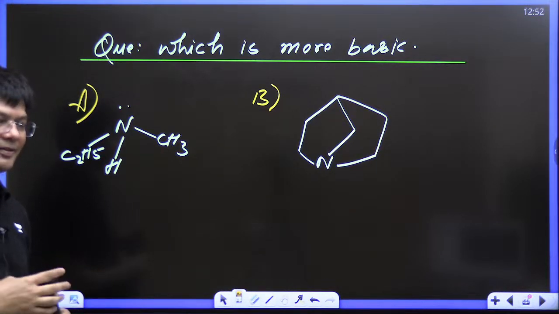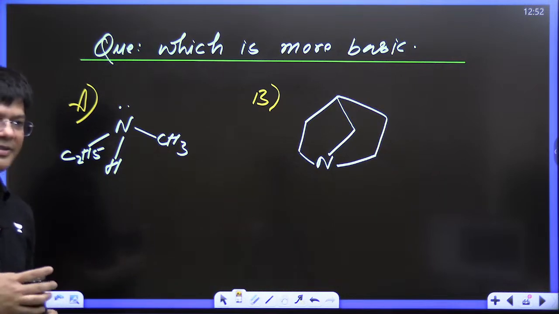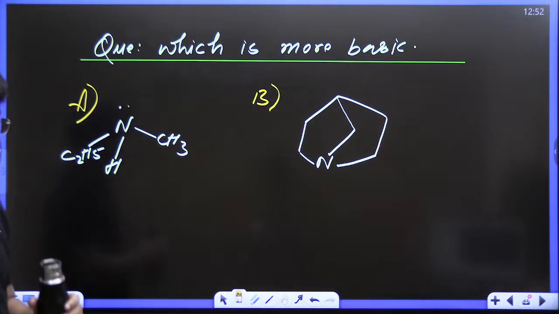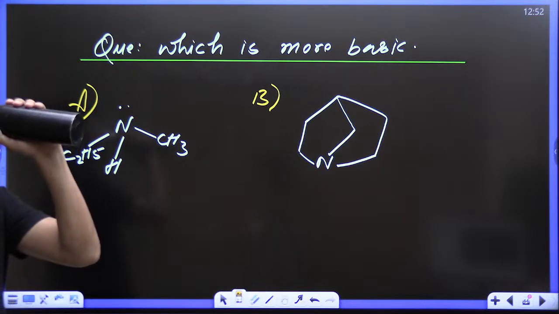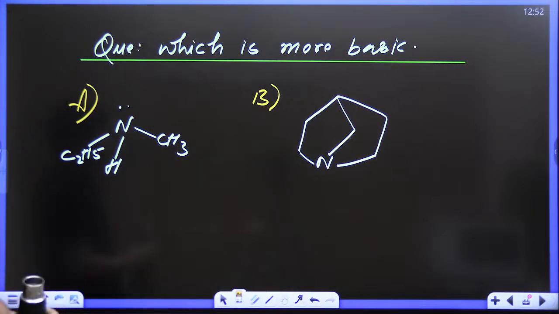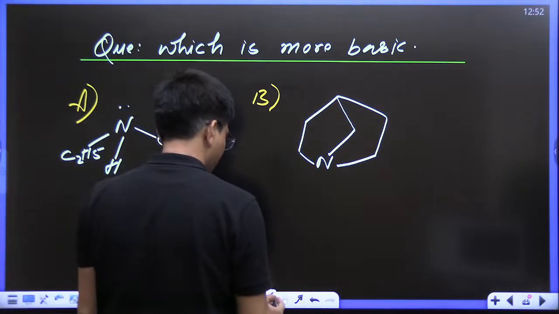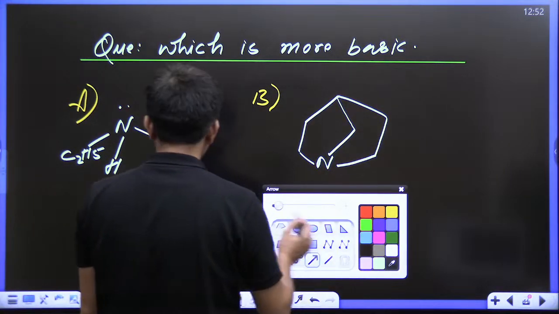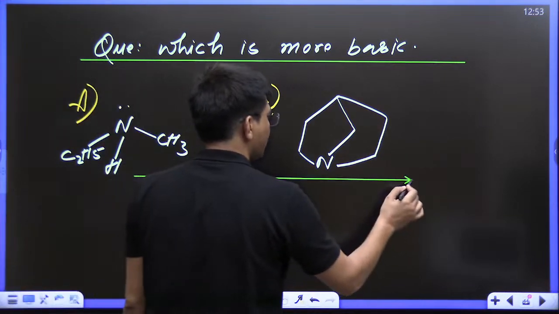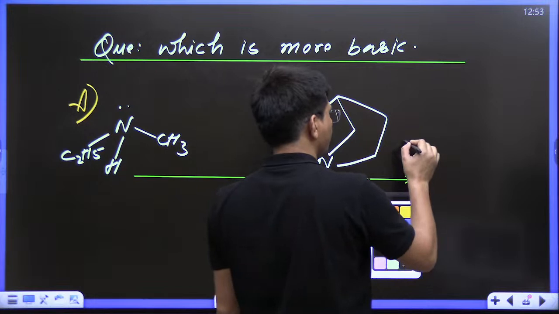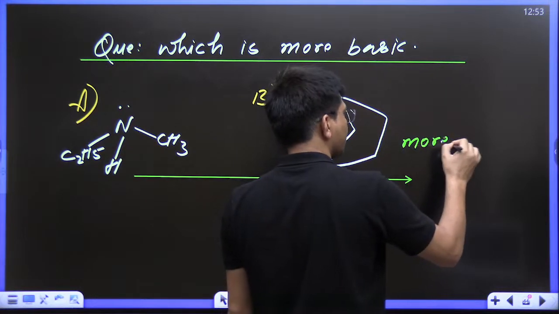So kids, is there anyone who is going to tell me the correct answer? Everyone is going for A. Let me tell you the answer. The correct answer is B, which is more basic. Now, is there anyone who is going to ask why B is more basic?